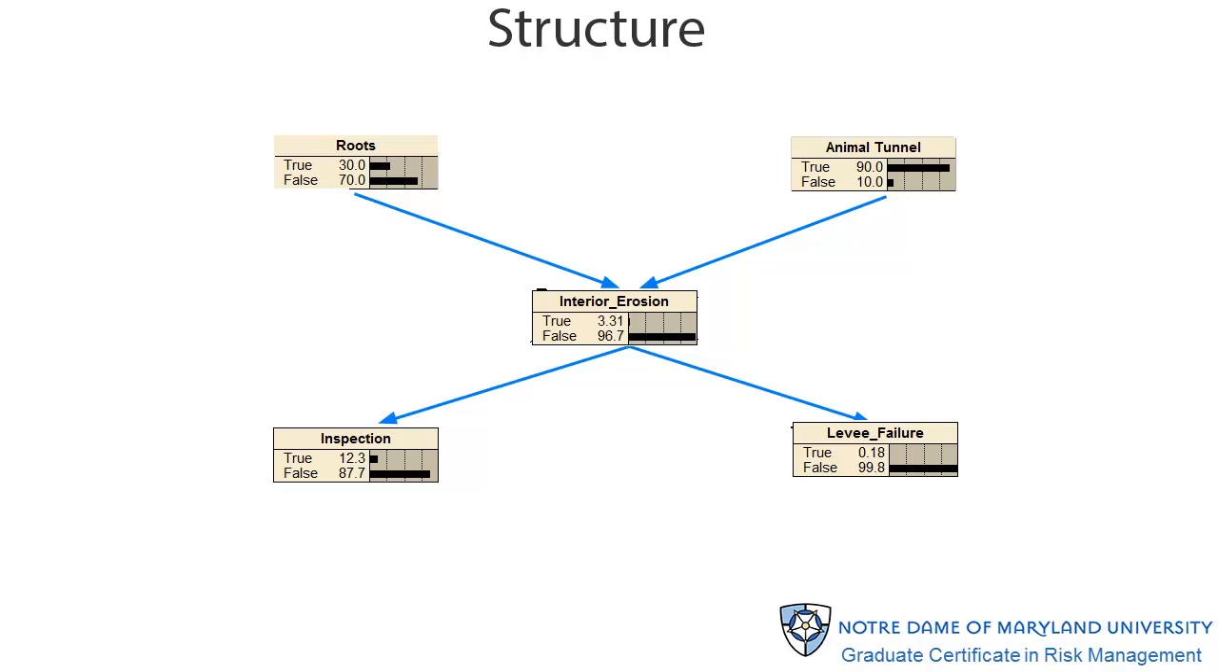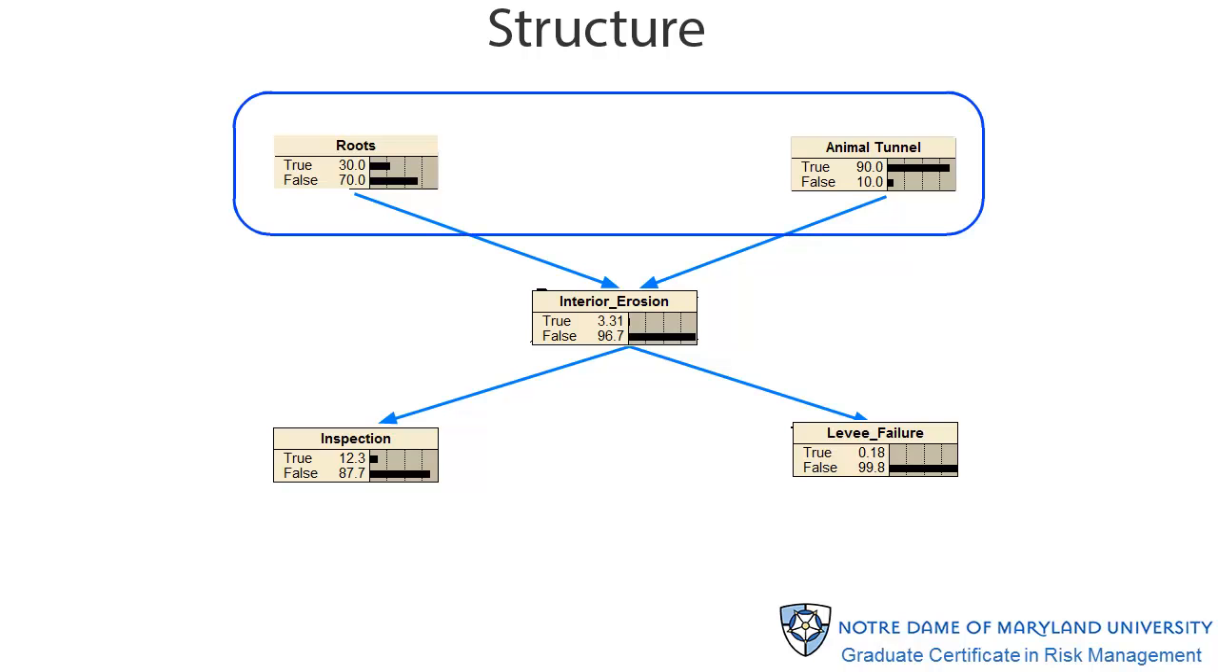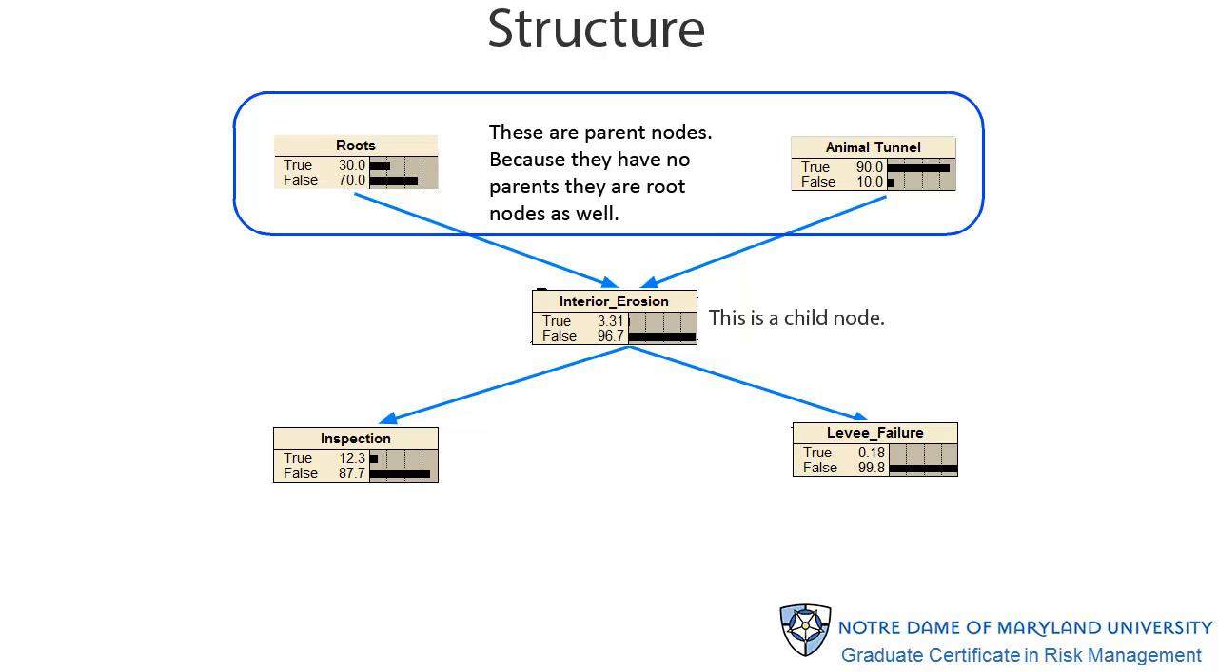Let's talk a little about the structure of this model. Models begin with parent nodes. Parent nodes with no parents are called root nodes. And with root nodes, you only have to assign 2 probability values, either true or false. With all the other nodes, the number of probability values increases, as we'll see in a later slide. A child node has parents. A child node can also be a parent to another child node. A node with no children is called a leaf node.